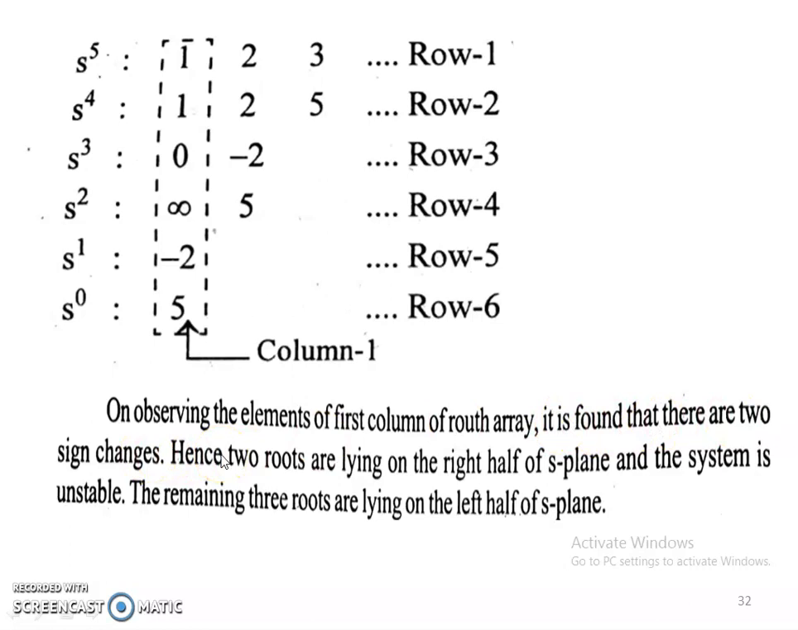Since there are 2 sign changes, 2 roots are lying on the right half of the S plane. So the system is unstable. If you have roots in the right half of the S plane, our system will automatically be unstable. And since you have an s to the power 5 polynomial, it will have 5 roots. Of these 5 roots, 2 roots are lying on the right half of the S plane, and the remaining 3 roots are lying on the left half of the S plane.